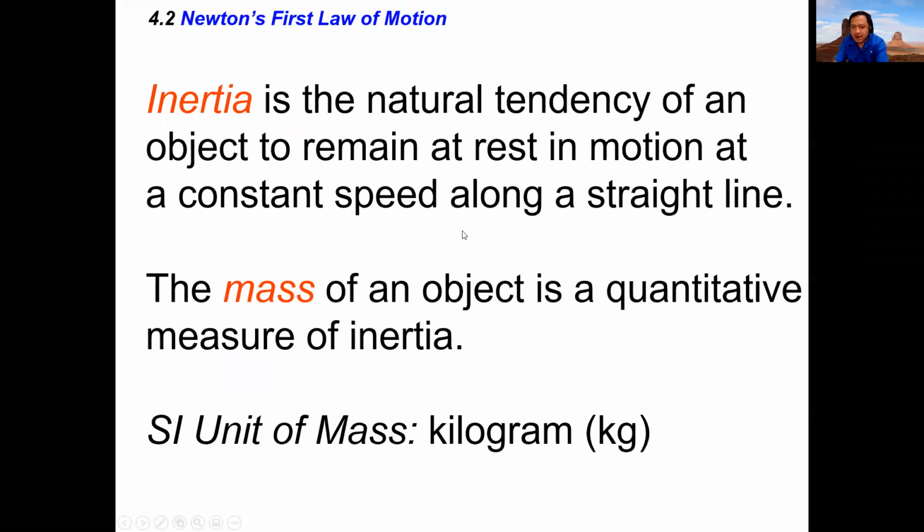And if we clarify inertia, inertia is the natural tendency of an object to remain at rest or in motion at a constant speed along a straight line. And it's measured by its mass. So the mass of an object is a quantitative measure of inertia. And the SI unit of this is the kilogram.